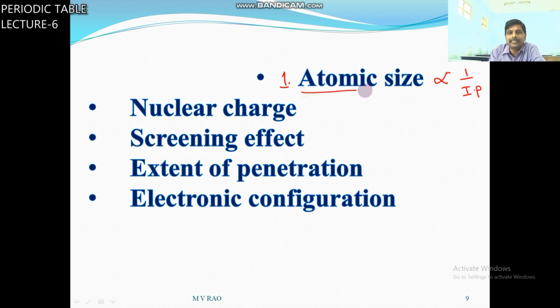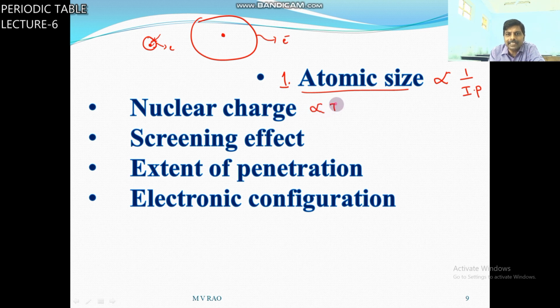That means, take 2 atoms, a small atom and a large atom. If the atom is large, it is easy to remove an electron. In a small atom, it is difficult to remove an electron because nuclear attraction is more. In a large atom, nuclear attraction is less. So size is inversely proportional to ionization potential.